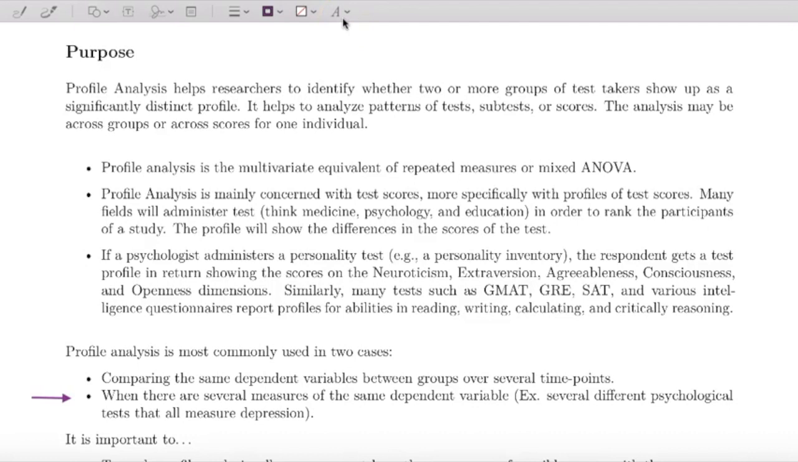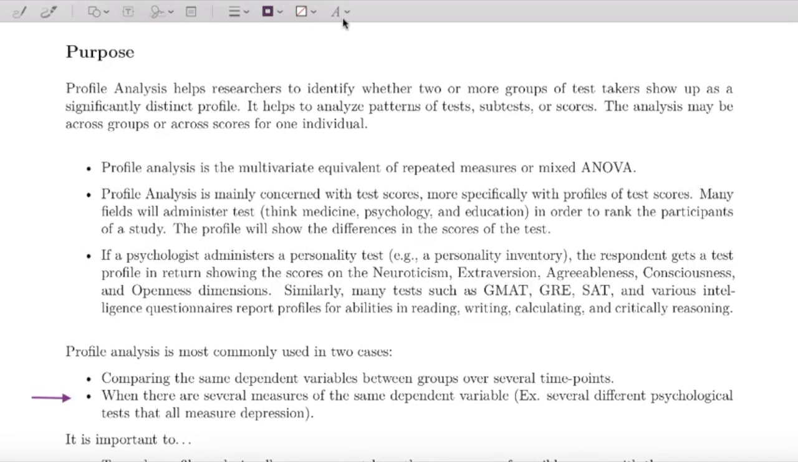Profile analysis is used in two major ways. The first one is the one that you kind of already picture, where you have a dependent variable, and then that dependent variable is measured over time. That's sort of what we understand for the most part for repeated measures.